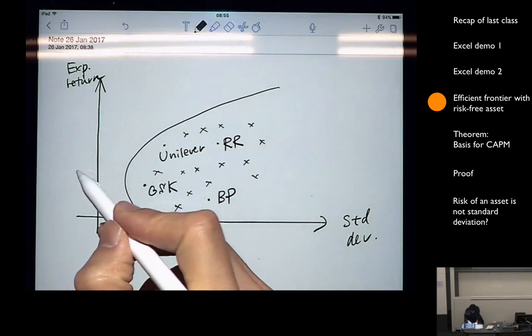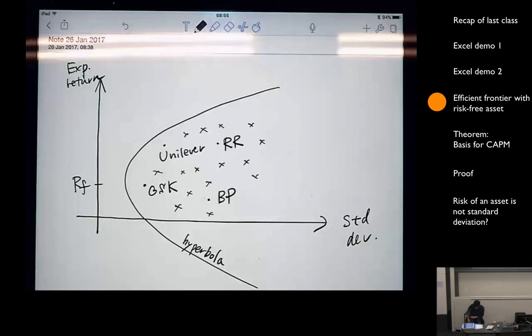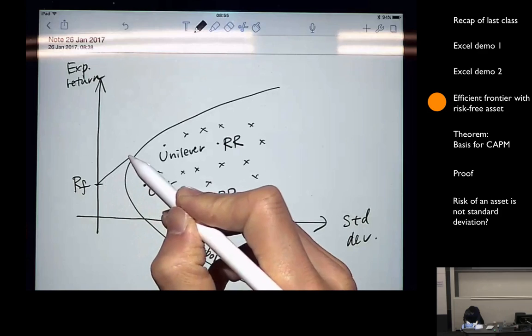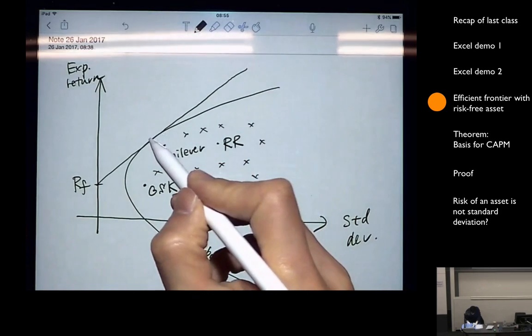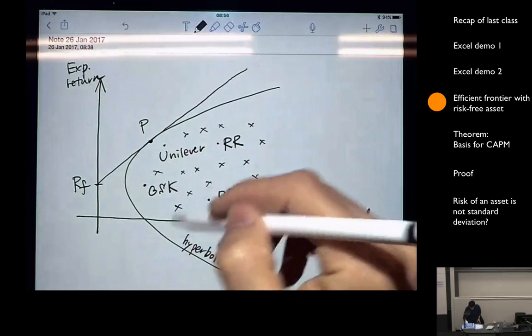And now, suppose we have a risk-free asset with risk-free rate equal to RF. Well, in the Excel demonstration, I changed the GSK into some other risk-free asset, but let's say there is a fifth asset, which is an additional asset, which is risk-free. And then the efficient frontier, so draw a tangency line with some tangent point. Draw a straight line which is tangent to this hyperbola. And now the efficient frontier, the feasible set, becomes the area below this line.